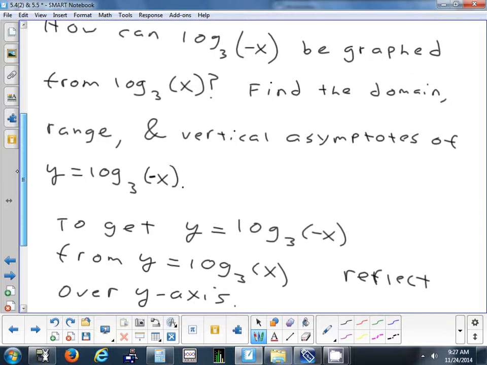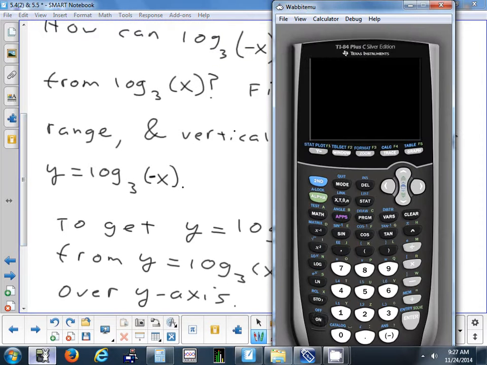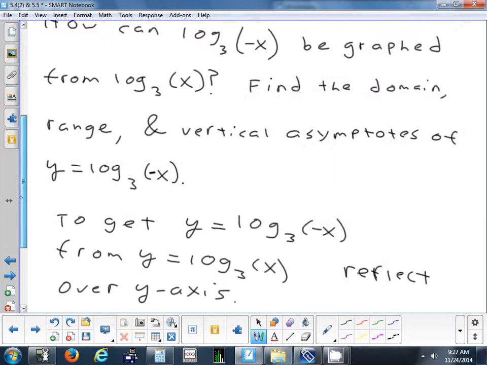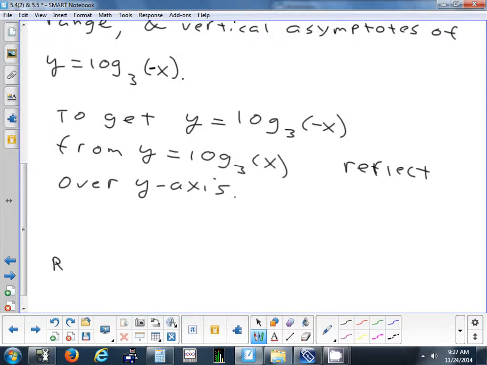Now we just graphed log base 3 of x. Let's imagine we reflected that over the y-axis. What's not going to change, the domain or the range? It's going to go more like this. Yeah? The range is not going to change. Yeah, the range is still negative infinity to infinity. Domain. That is going to change.